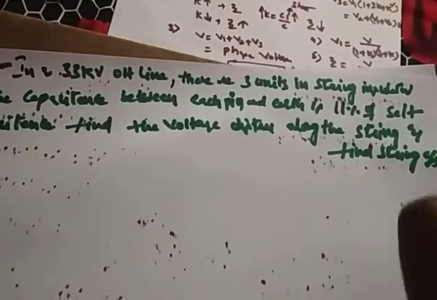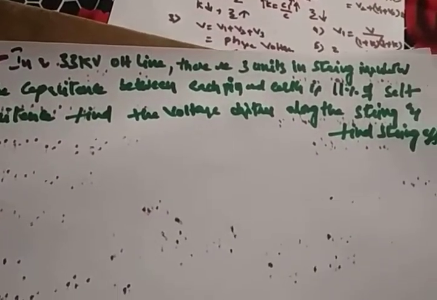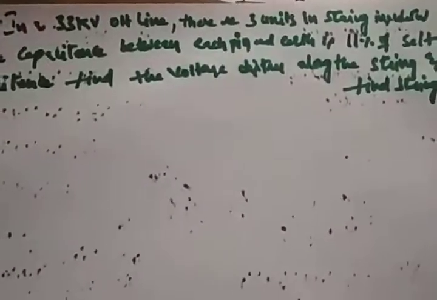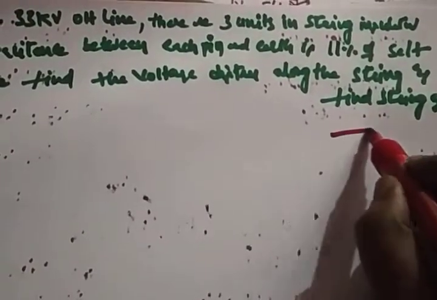I'll read the question one more time. In a 33 kV overhead line, there are 3 units in a string insulator, right? There are 3 units suspended in the string insulator. If the capacitance between each pin and earth, that means the shunt capacitance, is 11% of self capacitance. Find the voltage across the total string and find the string efficiency, right? It's a simple question. So first you have to analyze.